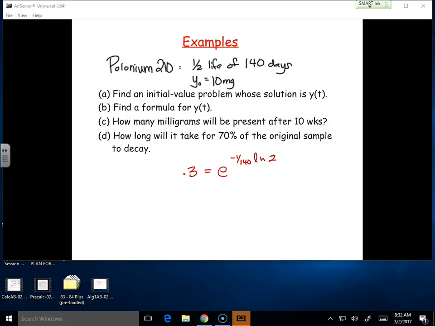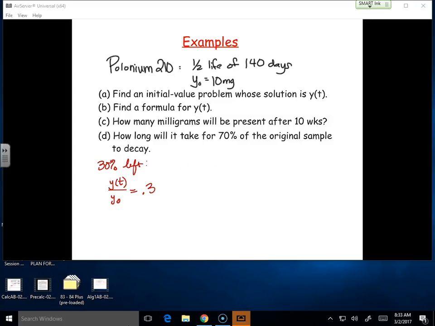Yeah, if 70% decays, what percent is left? 30%. Wait a minute, but where did the 10 go? If 30% is left, that means the ratio of what we have to what we had is equal to 0.3. So I divided y sub naught to the other side, and I just said, hey, guess what? Y of t divided by y sub naught is 0.3. That's one way of doing it.